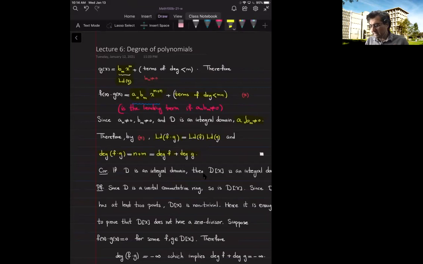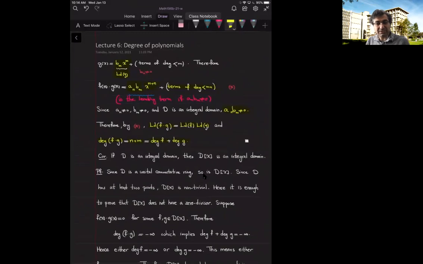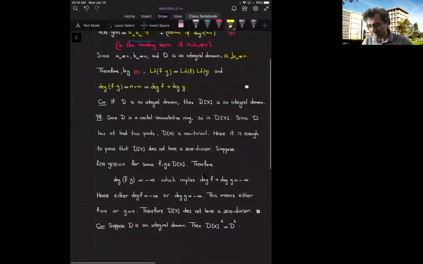For instance, let's see how we can use this to understand that if D is an integral domain, then so is the ring of polynomials with coefficients inside D. As you will see, the proof is rather easy, but it's going to have striking applications in congruence arithmetic. Okay, so let's see why this is the case.